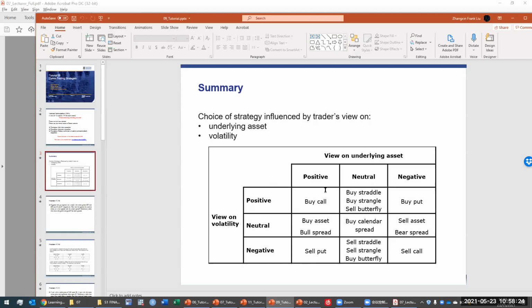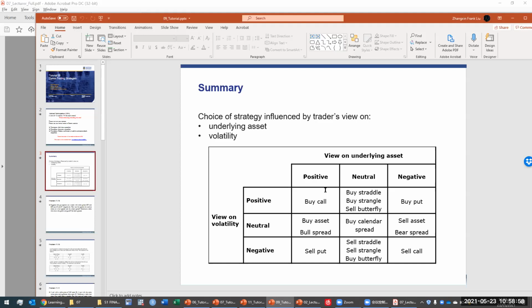And this one tells you all the different possibilities for you to do that, right? So if I were the examiner, I would ask you to think about if you have a neutral view on the underlying asset, which means you think the underlying asset is going to be bouncing within 1% level, and you think the volatility is going to go down, which means you don't think the market is going to move a lot, right? Which one? How would you do it?